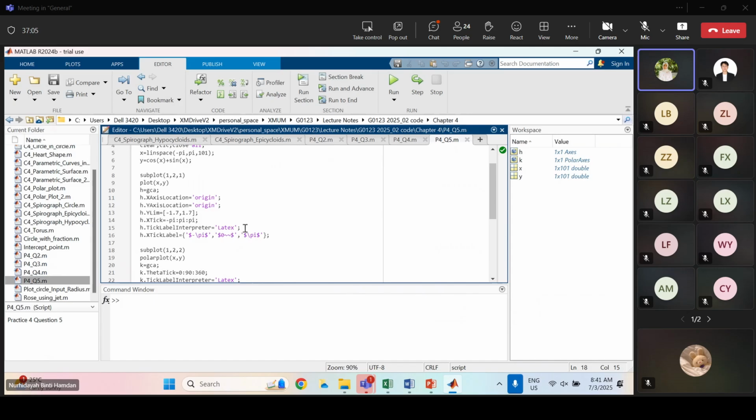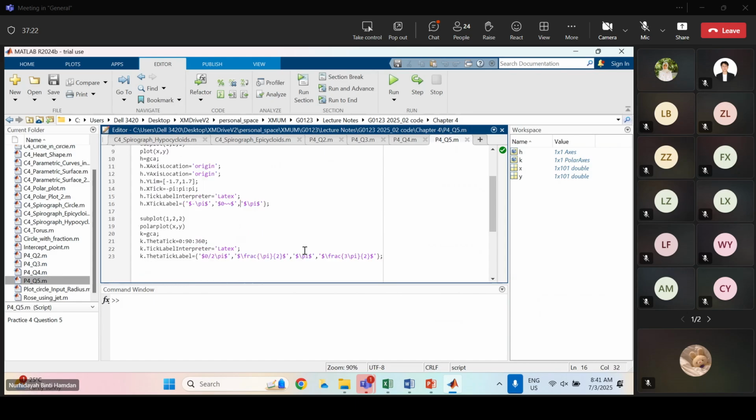This is another way to make your coding modular and easy to understand. We put the tick labels interpreted in LaTeX. So this one is the tick label, we put it here as negative pi, 0, pi. And for the second one, we use polar plot of x. The tick label is 0, 90, 360, also in LaTeX, and the theta tick label is this: 0, pi over 2, pi, and 3 over 2 times pi. So when you run it, you will get this.